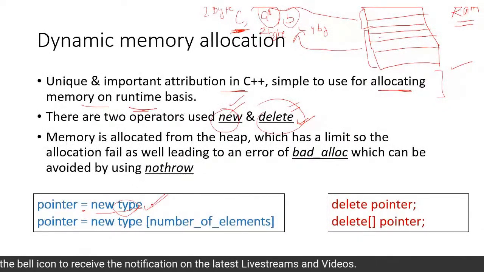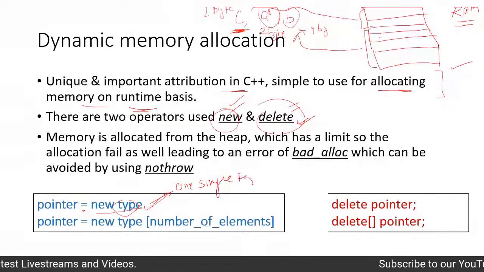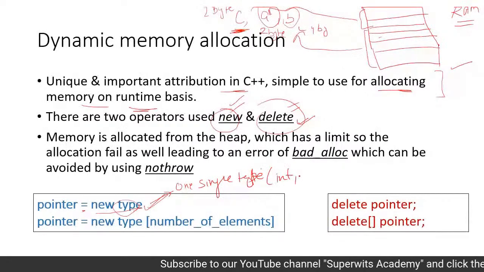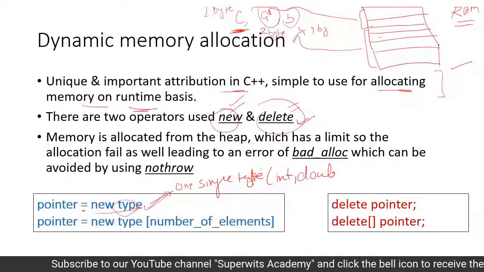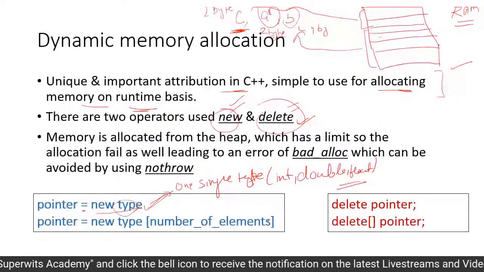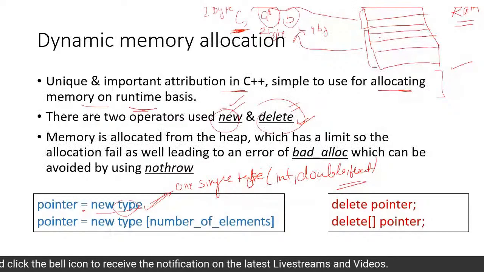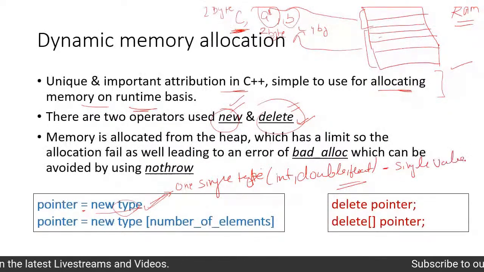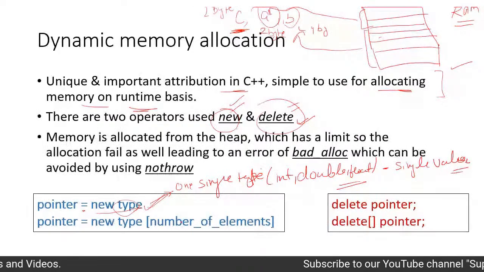Now this is only for one single type. One single type, when I'm talking about, it could be int, it could be double, it could be float, right? Or it could be any built-in data type, which is going to store only a single value. That is the prerequisite for this particular type of syntax.